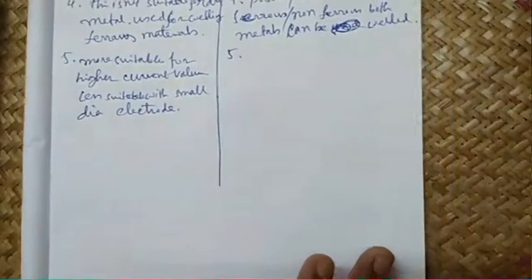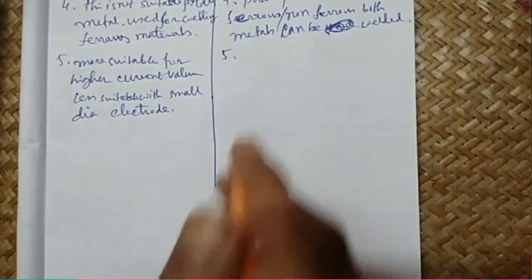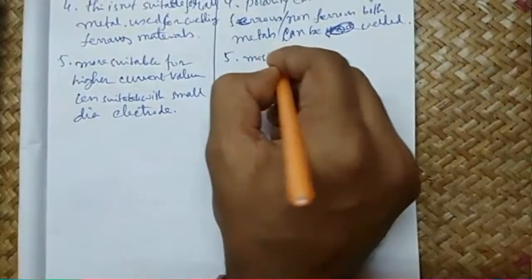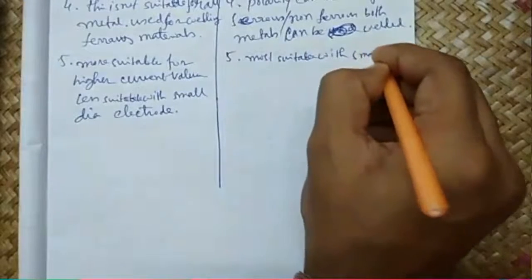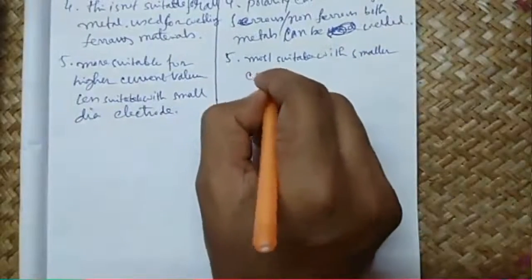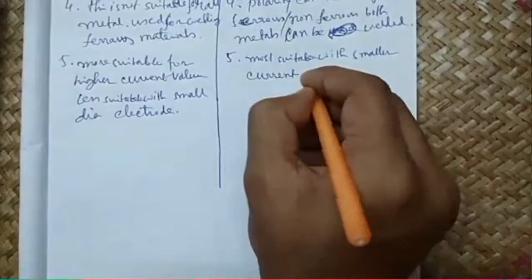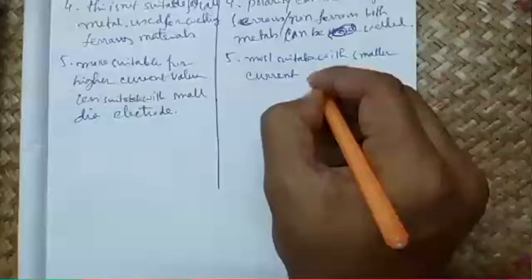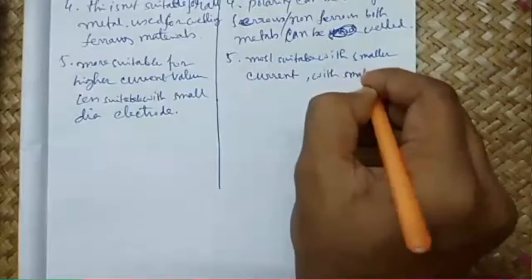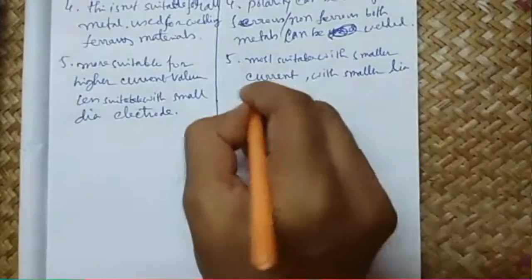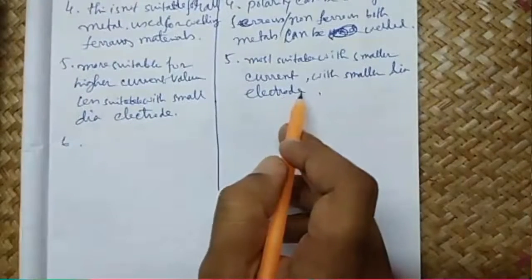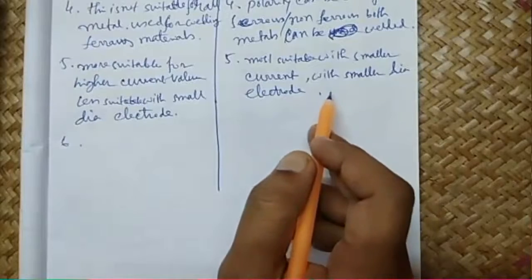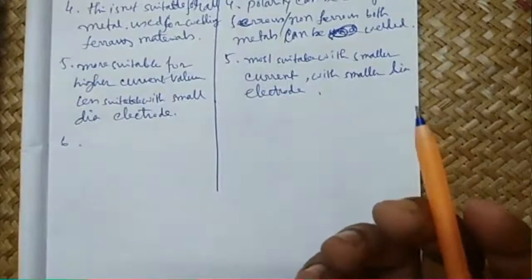So here, most suitable with smaller current and with smaller dia electrode. If we use higher current in DC welding, then that problem again occurs is arc blow.